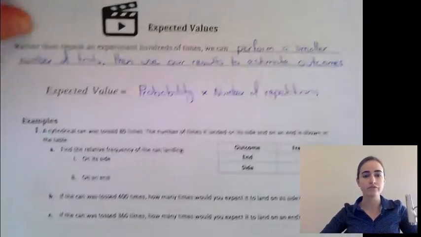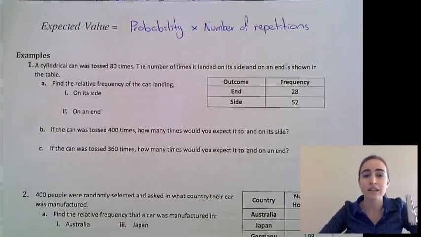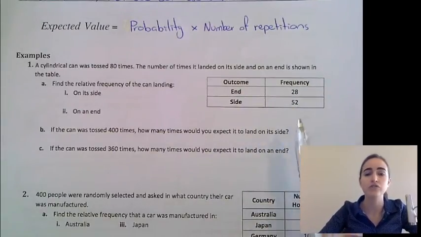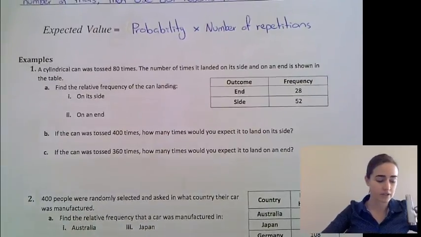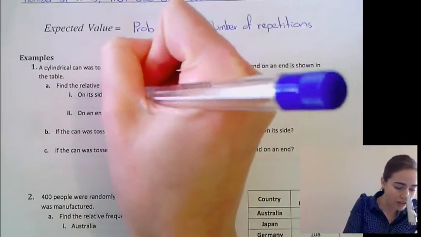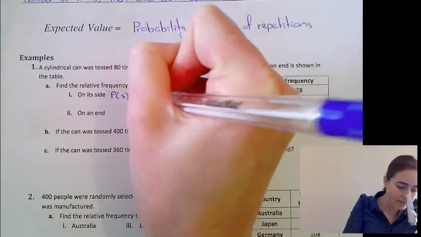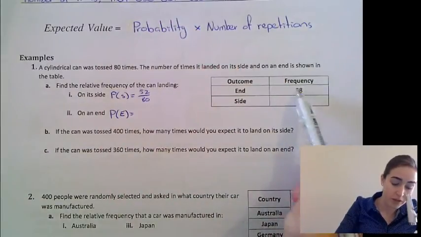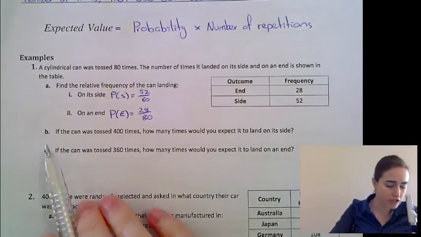So for example, our first question says a cylindrical can was tossed 80 times. The number of times it landed on its side and its end are shown in this table here. So 28 times it landed on an end and 52 times it landed on its side. It asks us first to find the relative probabilities or the relative frequencies of each of those outcomes. So the probability of it landing on its side would be 52 out of 80, and the probability of it landing on its end would be 28 out of 80. Now we could simplify those down, but we're not going to do that just for now.